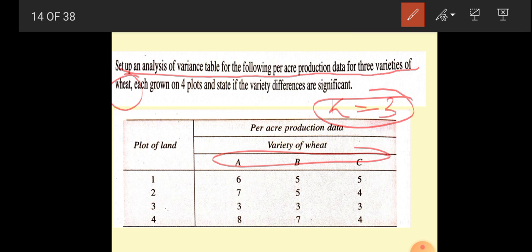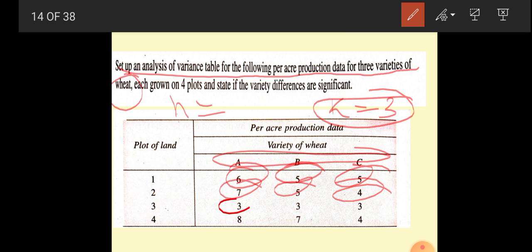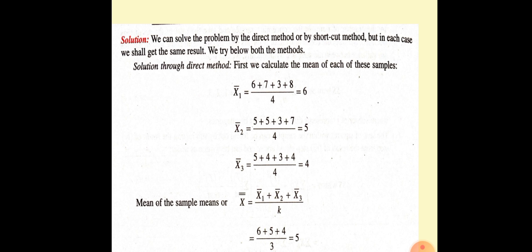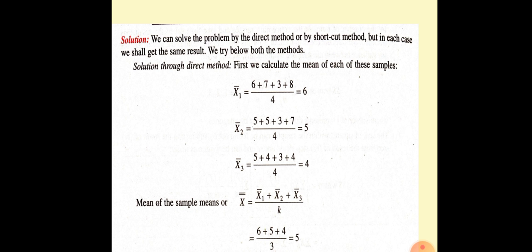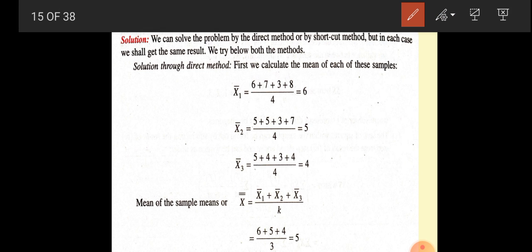So k is 3 here, and what is the meaning of n here? n is 6, 5, 5 for the samples, so the total number of items here is 12. So N is 12. You have to remember these two things first. Now in this question we have to find the mean of each sample, that is x1 bar, x2 bar, x3 bar. This is for variety A, this is for variety B, and this is for variety C.